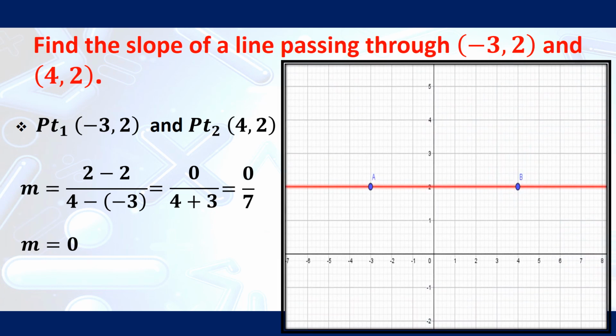This is the graph of this example. Take note that if the slope is 0, the graph is always horizontal, and the value of y is the same.